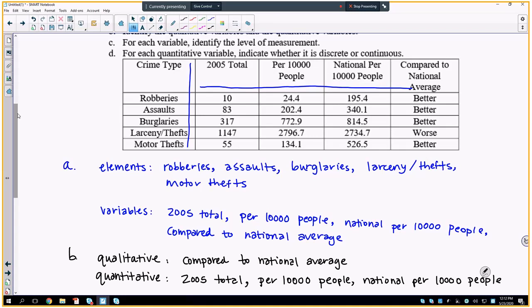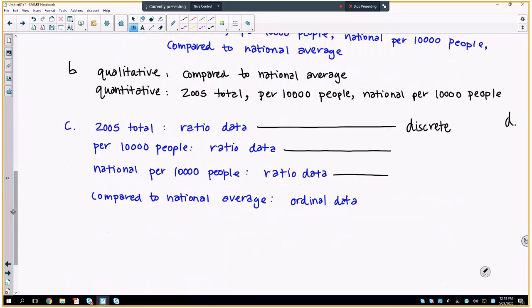And then if you look at the national per 10,000 people column, it's exactly the same reasoning that we would call it continuous as well. So both of these columns, per 10,000 people and national per 10,000 people, we're calling them continuous because they can take any value between two whole numbers, whereas the discrete variable, which is totals, can only take on whole numbers. You can't have half of a robbery or half of a theft.